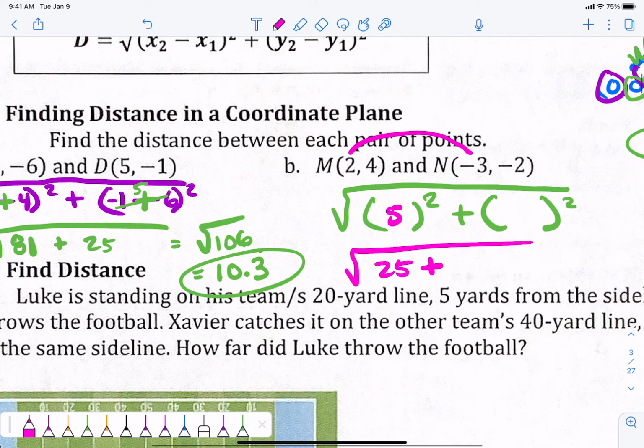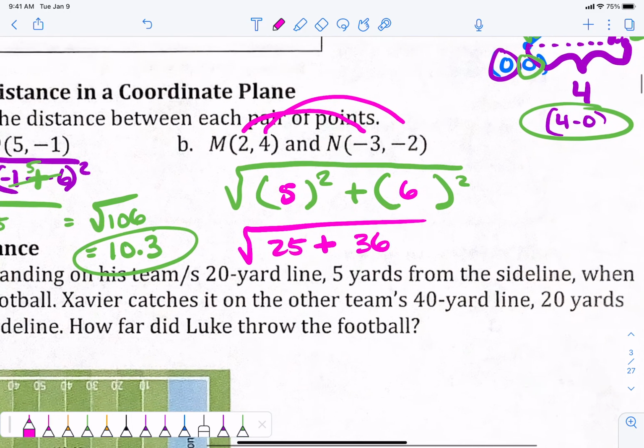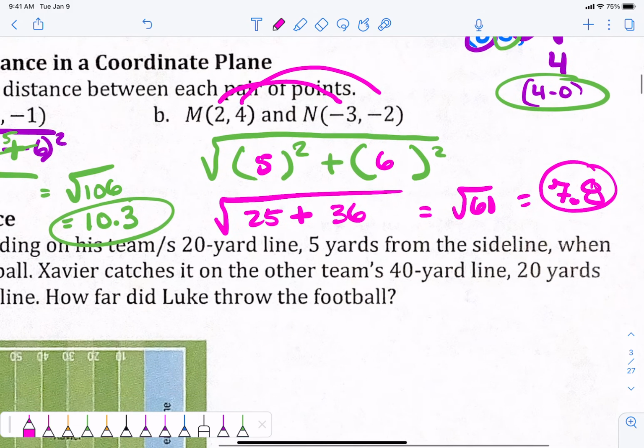Now we look at the y coordinates from 4 to negative 2. So how far apart are 4 and negative 2 on a number line? 6. Maybe it's a negative 6, but we don't care because it's going to end up being positive. So we have 25 plus 36, which is the square root of 61, which is like 7 point, I don't know that answer. 7.81. 7.8 will go. Perfect. Okay, makes sense?